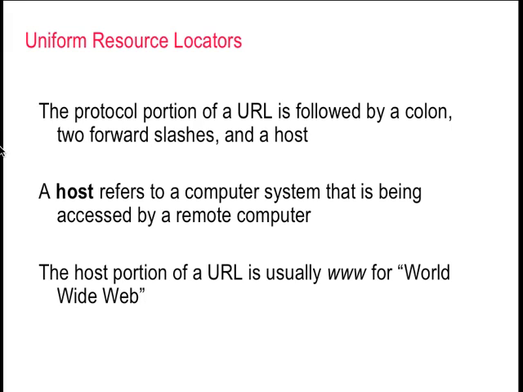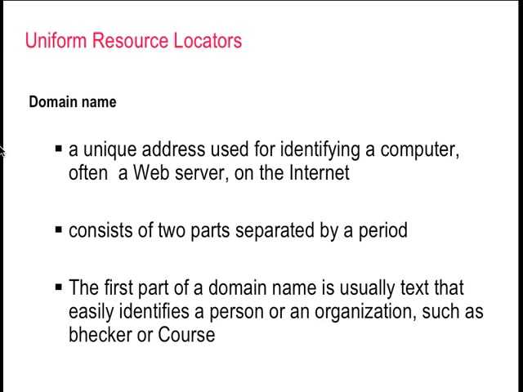When we talk about a uniform resource locator, we're actually talking about a host, and we're talking about locations. It's an address resolution in a lot of ways. So the protocol portion of the URL is anything that comes before the colon. Then we have the 2 forward slashes, and then we have the host, and then we have the www.